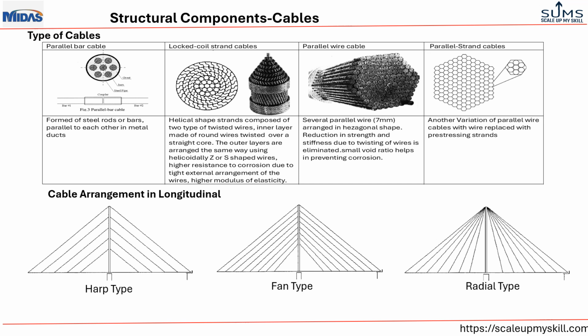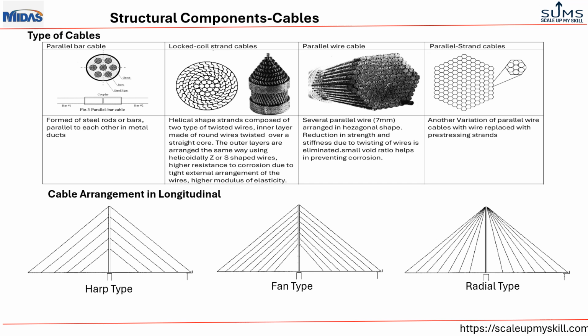The third type, parallel wire cables, has 7 mm parallel wires arranged in hexagonal shape, and since there is no twisting of this cable, they have better strength and stiffness, and there is a very small void ratio which helps them to prevent corrosion. And the fourth type of cable is parallel strand cables, which is another variation of parallel wire cables, but here instead of wires, the prestressing strands are there.